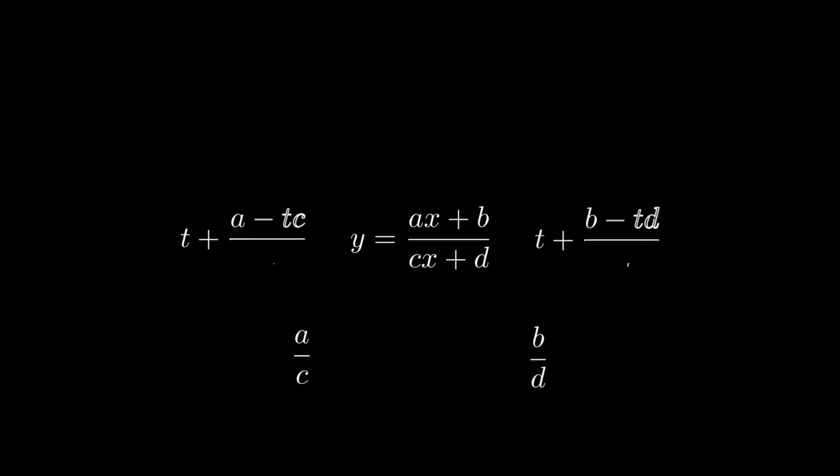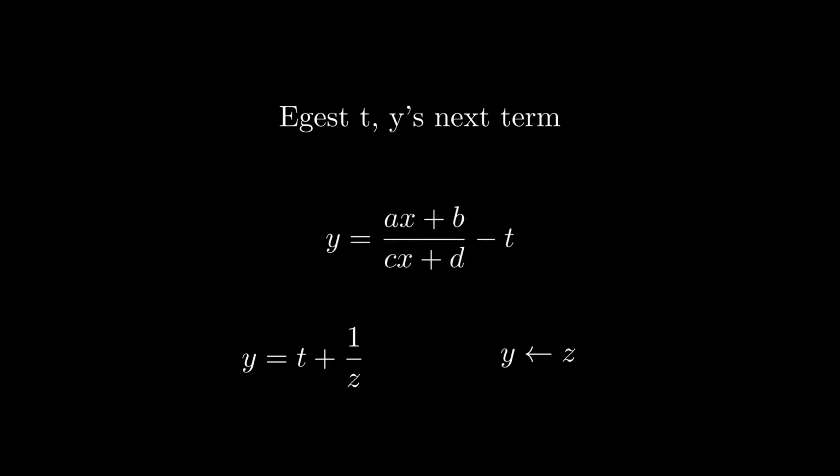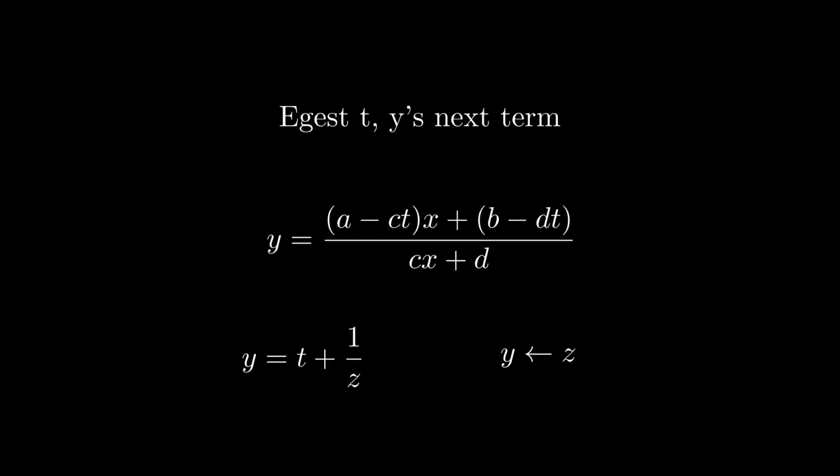If a over c and b over d have the same integer part, when we rewrite them as a mixed fraction, we know that it must be y's next term. We can therefore rewrite y as term plus 1 over z. We reassign y to z and egest the term. To keep the expression up to date, we first subtract the term from it, like this, and then reciprocate it. See the example on the screen.